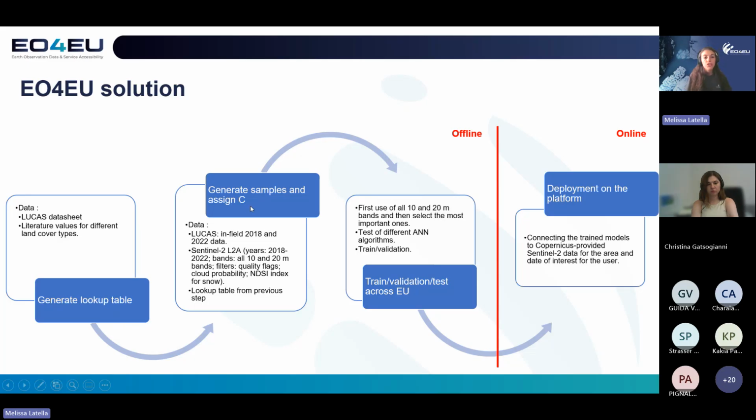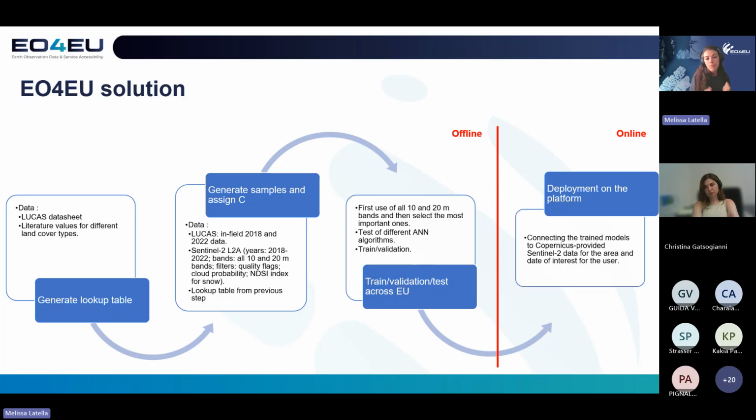The second step is to generate the samples. As I mentioned, we took the LUCAS points for 2018 and 2022, and we clipped the Sentinel-2 data, so the images across these points, and we assigned the value of the C-factor thanks to the lookup table we just built. Then we use all these samples to train artificial neural network algorithms. We tested a lot of different algorithms.